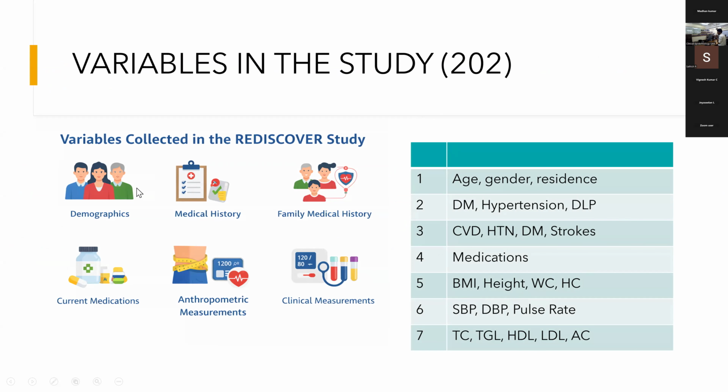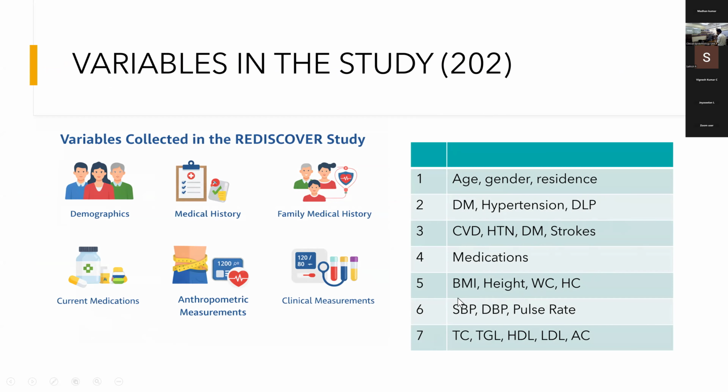The study assessors had collected details about the demographics of the patient: gender, age, and residence. They had collected medical history and found out how many of them were diabetic, hypertensive, and how many of them had deranged lipid profile. They had also assessed family history of cardiovascular disease, hypertension, diabetes, and strokes in the past. And they had also assessed details about what regular medications they were on.